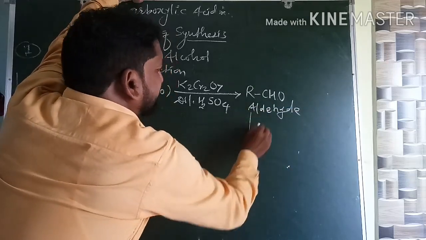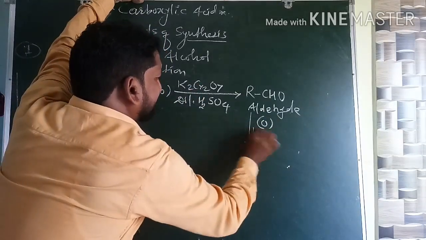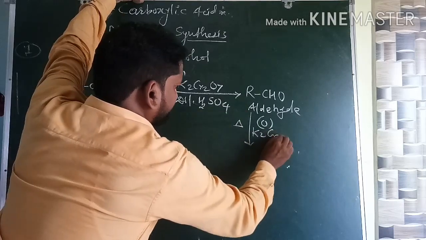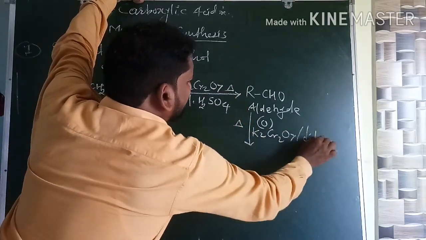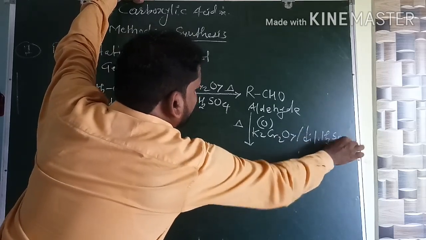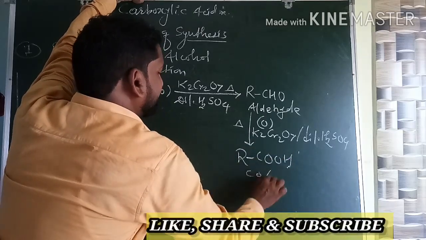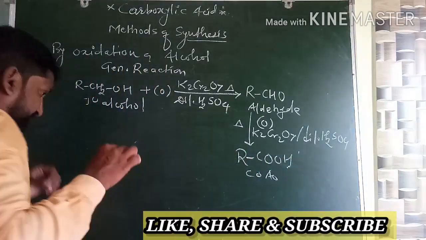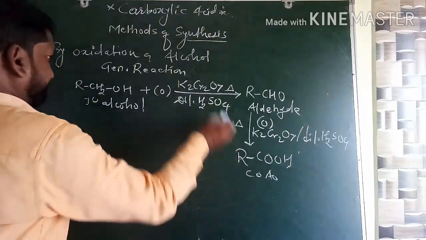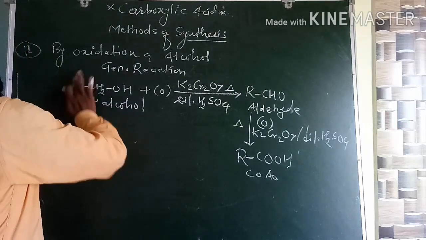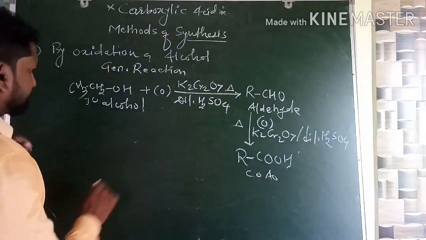So this is the corresponding aldehyde, which further undergoes oxidation in the presence of the same oxidizing agent. What is that? K2Cr2O7 and dilute H2SO4, and we will get the corresponding carboxylic acid. So this is the actual reaction. Let us see what we get here. What is this?